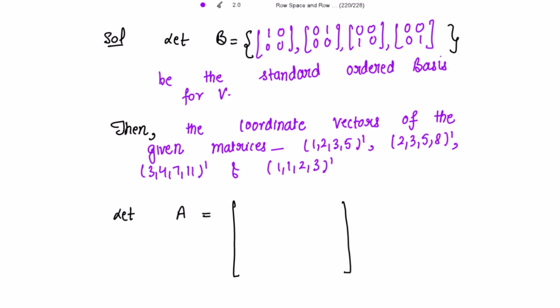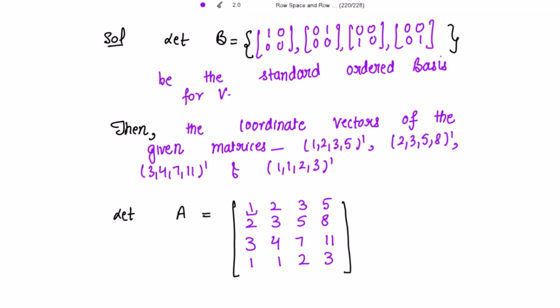Let's write all these coordinate vectors in a matrix named A, writing the vectors row-wise. So the first row is 1 2 3 5, and the second is 2 3 5 8. Then 3 4 7 11, and the last row is 1 1 2 3. We have to change this matrix into row echelon form to get the required basis. For that, we have to apply row operations.